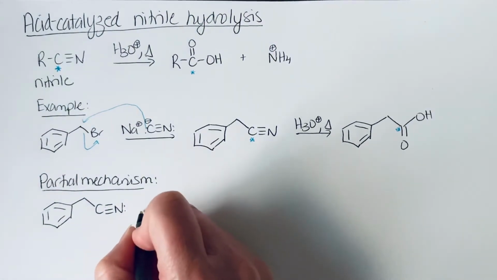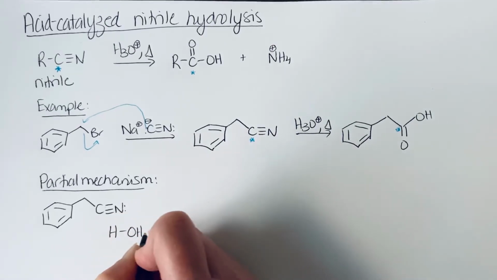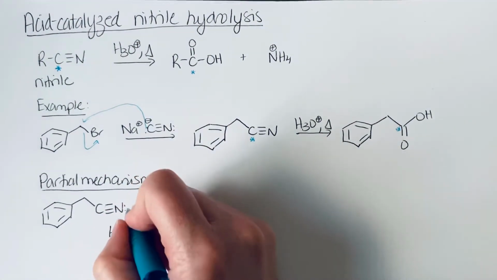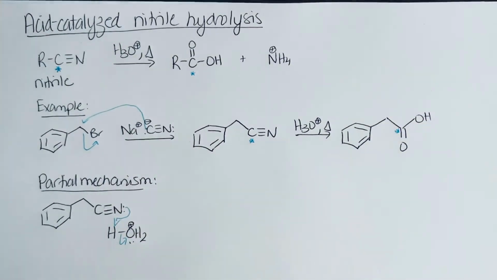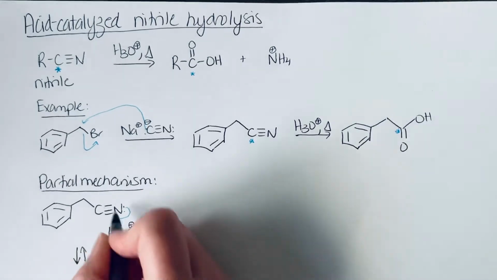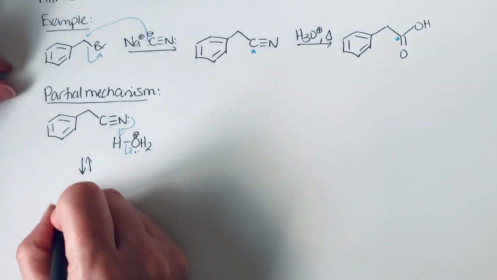So if you have H3O plus, if we're in aqueous solution, we have lots of H3O plus in our aqueous acid solution, and we have lots of water that can act as the base. All right, so we protonate this first. And then we can attack that carbon that we have called the carbonyl equivalent.